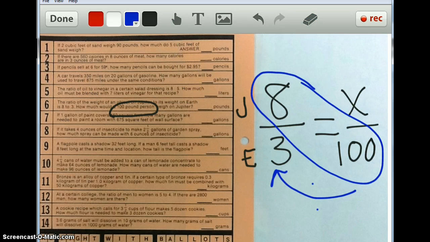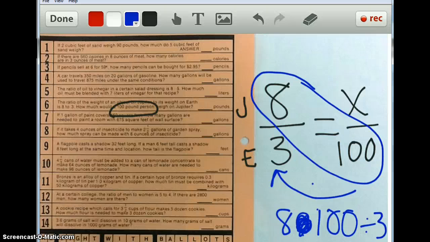I'm not going to tell you the answer because I want you to actually figure it out yourself. But do you see how you do the 8 times 100, that cross product thing, and then 3 times x, but to undo the 3x, you divide. So in your calculator, you go 8 times 100 divided by 3. And it comes out as a decimal, which means you're going to have to figure out which fraction goes with that decimal. So you always times across, divide by what's left.